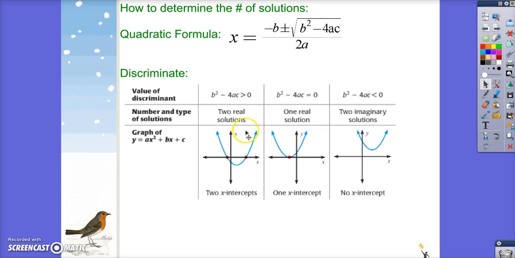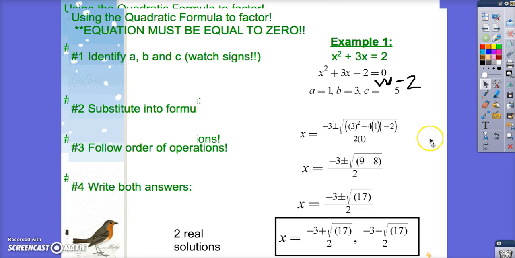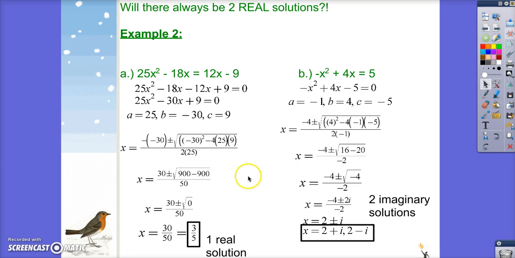And I'm going to go back in a minute. You might want to copy all this in your notes here. If I look back for a second, how did I know there's 2 real? Look under the square root. What's inside the square root? 17. All right, let's look inside the square root here. What's inside the square root when I simplify? 0. Let's look at the square root here.